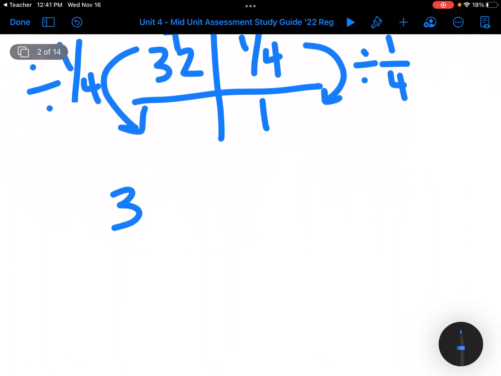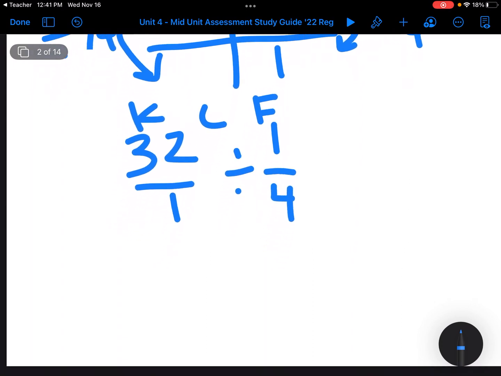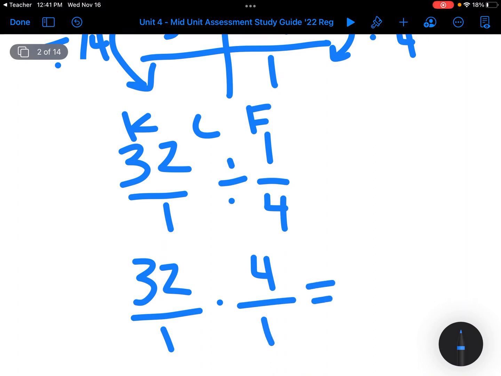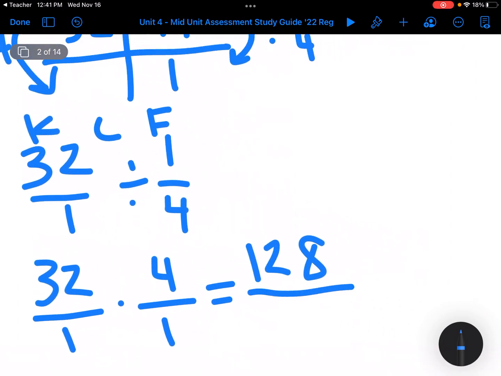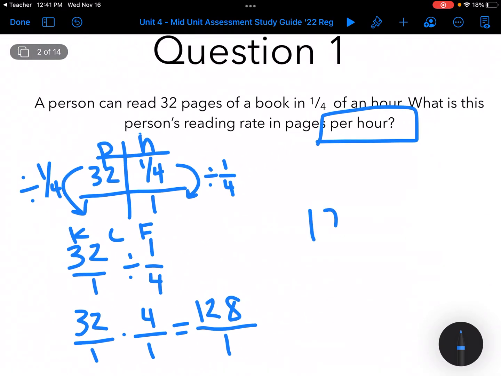So I'm going to set up 32 over 1 divided by 1/4, and we're going to keep, change, flip. If you guys remember, the flip is called the reciprocal. So 32 over 1 times 4 over 1. We're multiplying by the reciprocal. So 4 times 2 is 8. 4 times 3 is 12. And then 1 times 1 is 1. So this person can read 128 pages per hour.